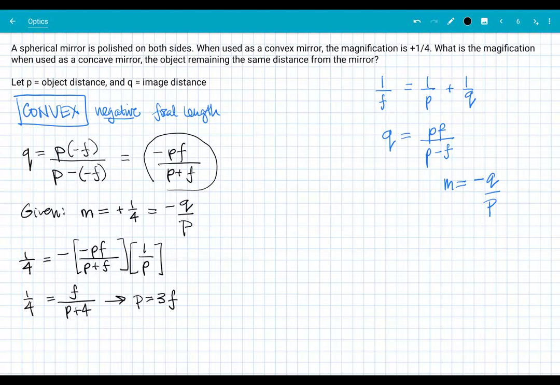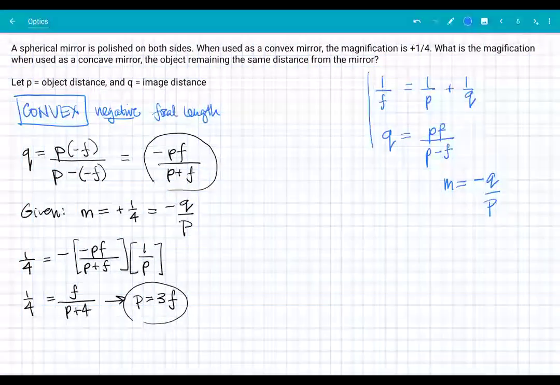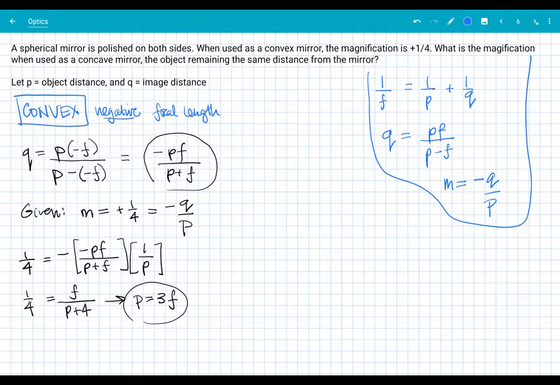This is really useful, right? This is now getting into what the object distance is. And one of the things we're told in this problem is that the object distance remains the same when we flip the mirror over. So I care about this P equals 3F. That is useful. So now let's go ahead and switch gears and talk about the concave case. So these are our equations here. So let's talk about the concave case.